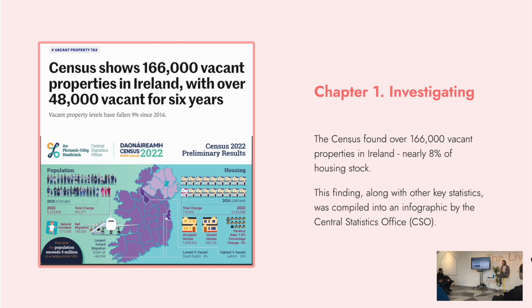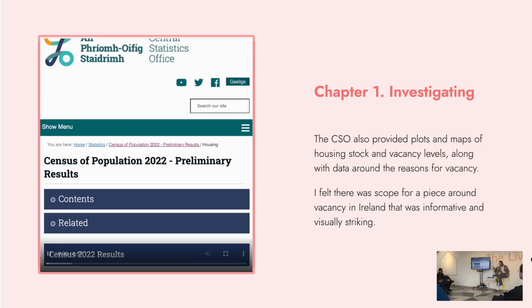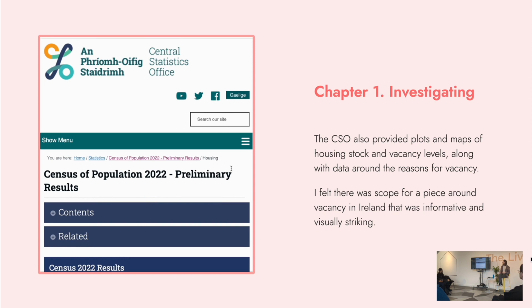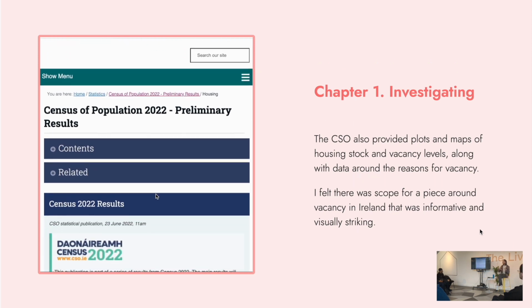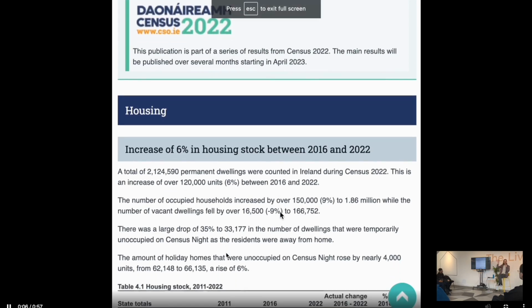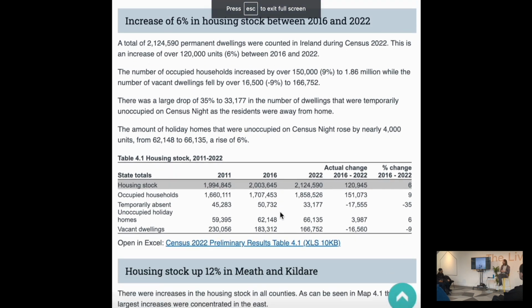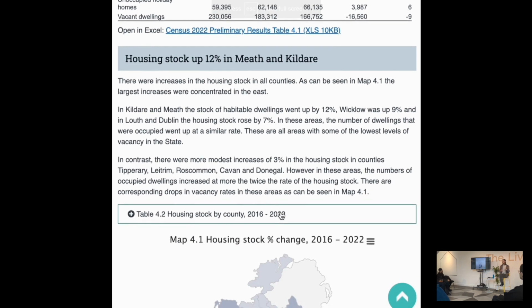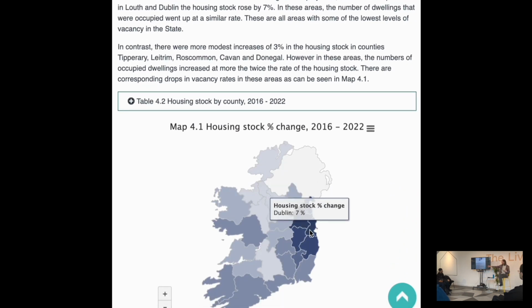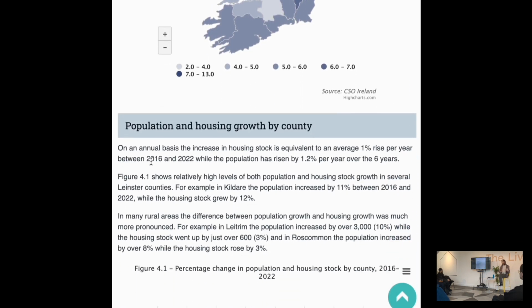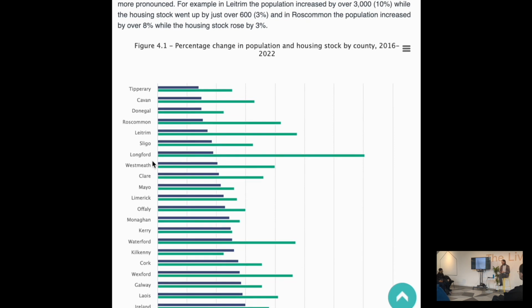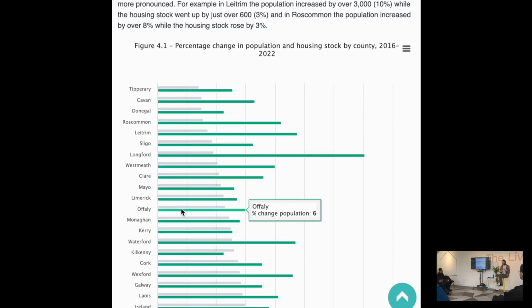The CSO also gave some preliminary results, and they plotted it out like this. This is me scrolling through it. Again, the intention's not for you to take any one piece of information from this. It's more about what was available there. They have some maps looking at housing, some bar charts looking at the percentage changes in population and housing stock, and vacancy rates.